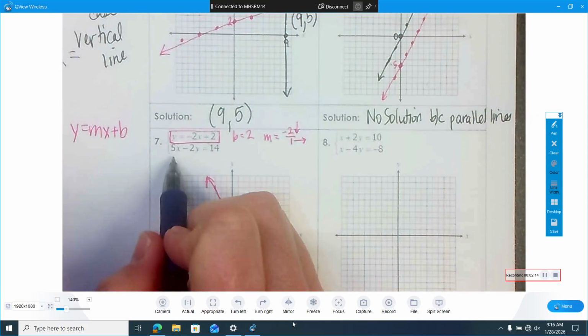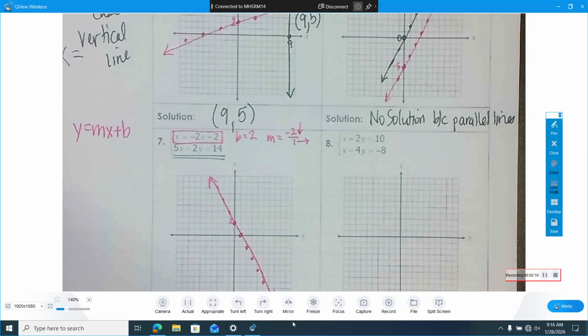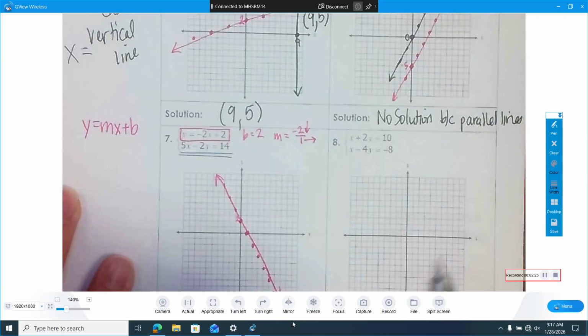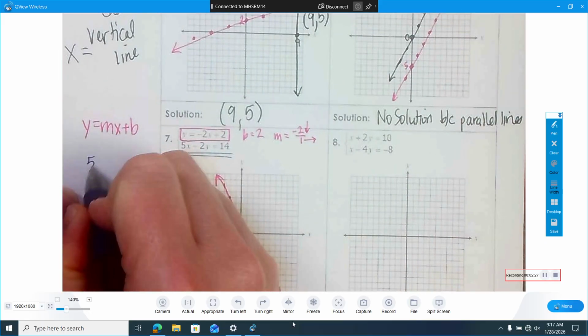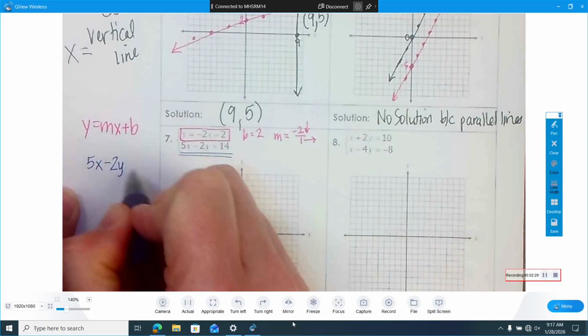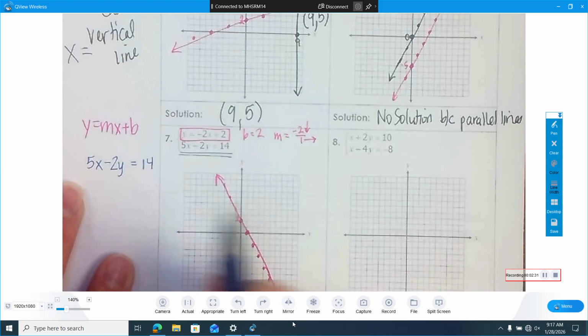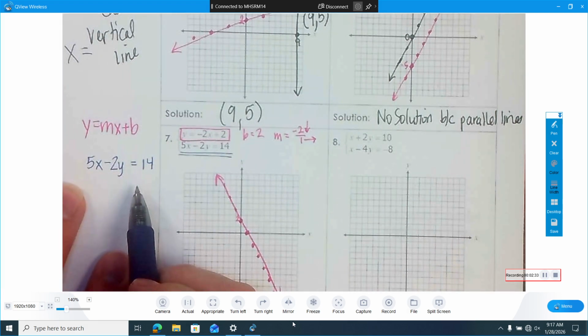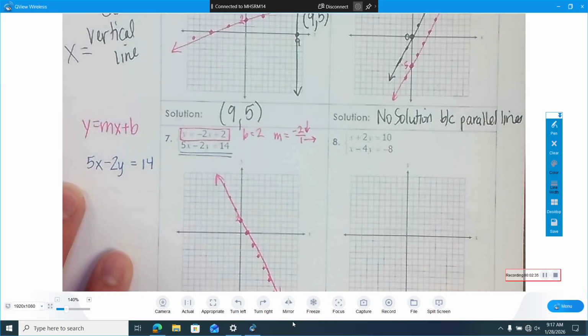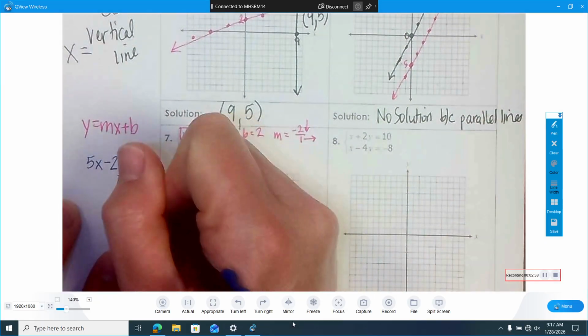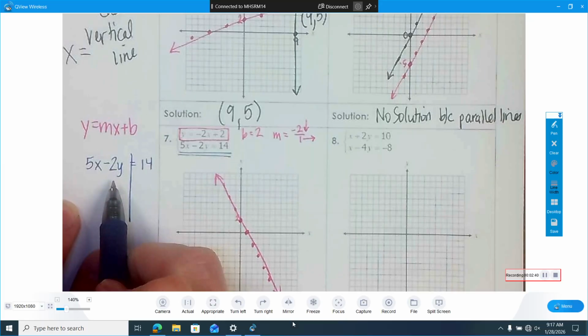But our second equation, is that in slope-intercept form? No, the y is not by itself. So we have to do a little bit of work here. So over here on the side, I'm going to rewrite that. 5x minus 2y equals 14. This is not in slope-intercept form. So just like last unit, we need to get the y by itself. So I need to isolate the y.